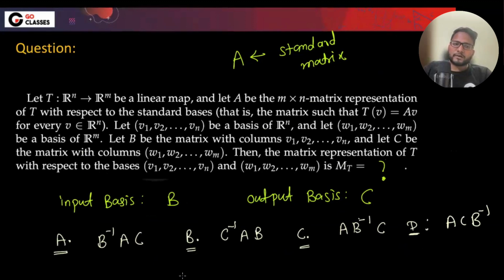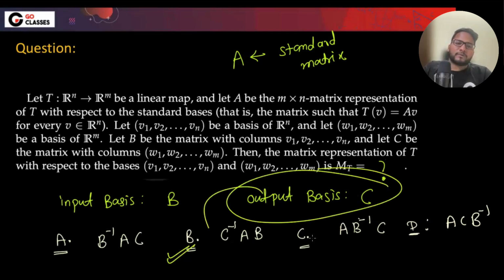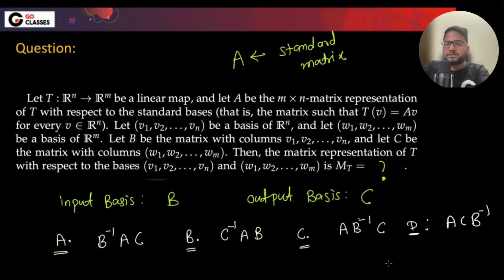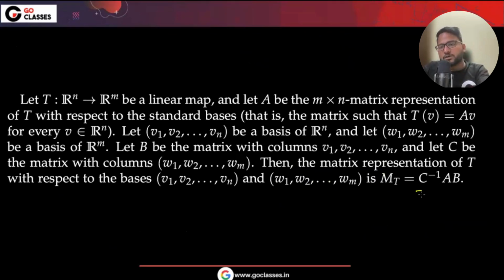Which option is correct? Yes, option B is correct, right? Option B is correct. Why? Because the output basis is C, then C inverse AB is your answer, if B is the input basis. So let's just see if C inverse AB is the answer or not. Understood? With respect to input and output basis, what is happening?